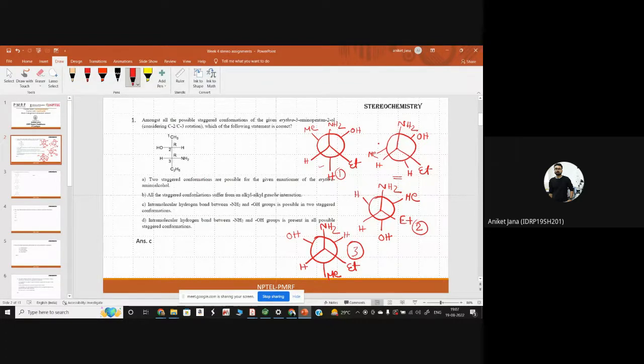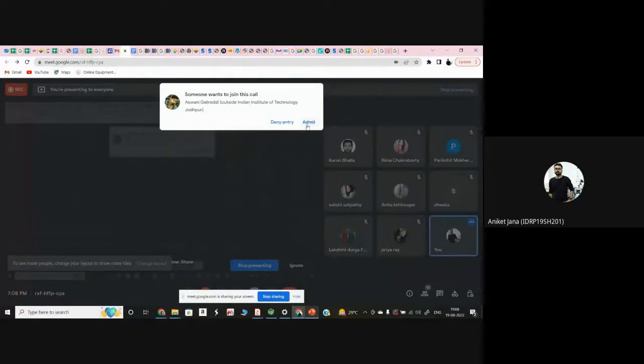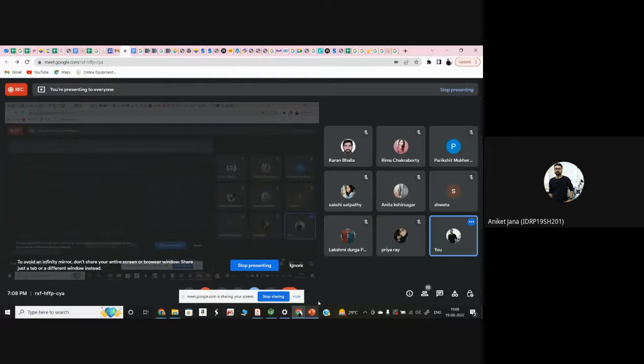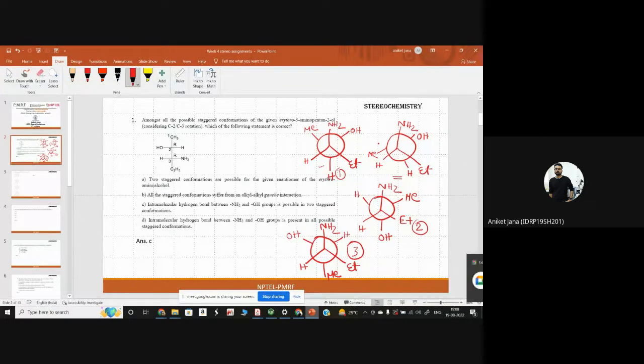In the second option, it is saying that all the staggered conformations suffer from alkyl-alkyl gauche interaction. Is this so? See here, the two alkyl groups are far from each other, anti-periplanar. So there is no gauche butane interaction between these two groups. So this option is also incorrect.